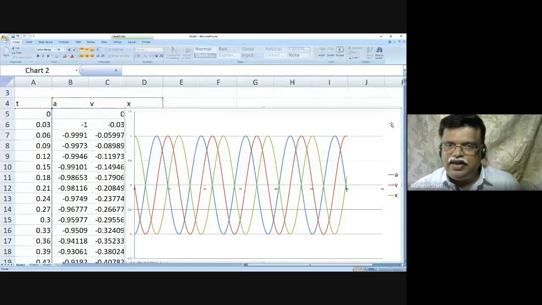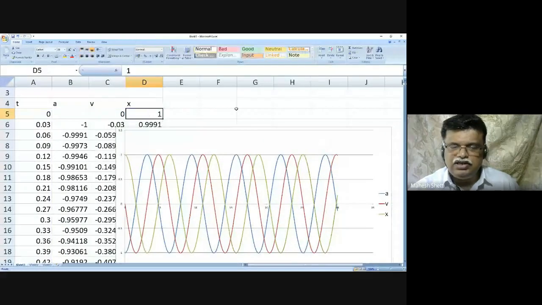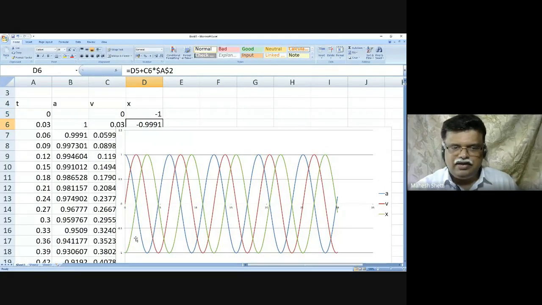Now you can change the initial positions, initial conditions. Suppose instead of I have stretched the spring in this direction, if I had stretched the spring in the opposite direction, you see that the displacement started in the opposite direction and the velocity was in positive direction because it is now coming in this direction.